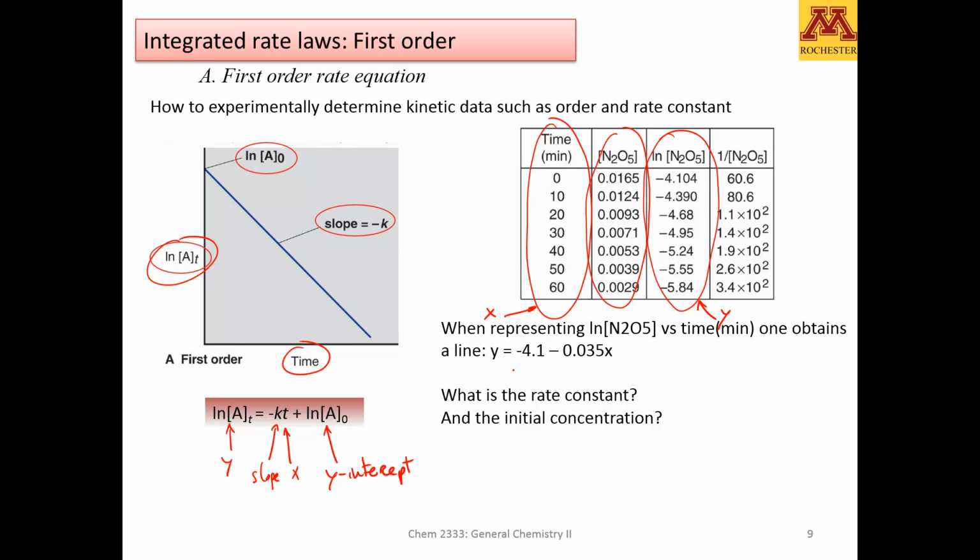And if that straight line gives you this equation, you can identify the slope as 0.035 minutes to the minus 1. Notice that for first order, the units of the kinetic constant are the inverse of time, and if we are measuring time in minutes, the units of the kinetic constant will be minutes to the minus 1. The y-intercept is negative 4.1. In other words, the initial concentration will be e to the negative 4.1 molar.